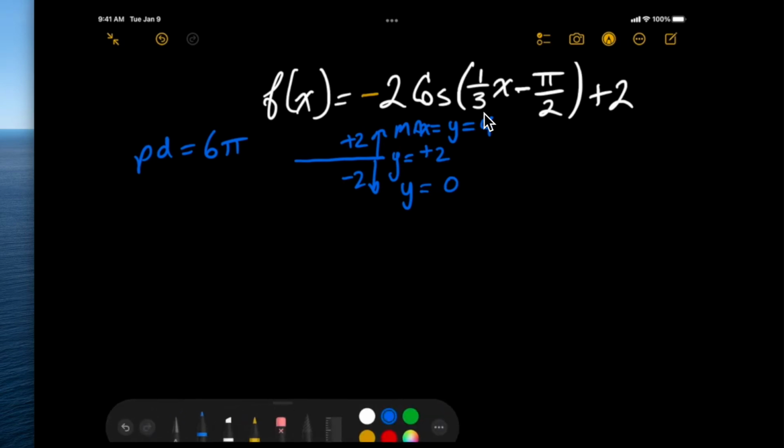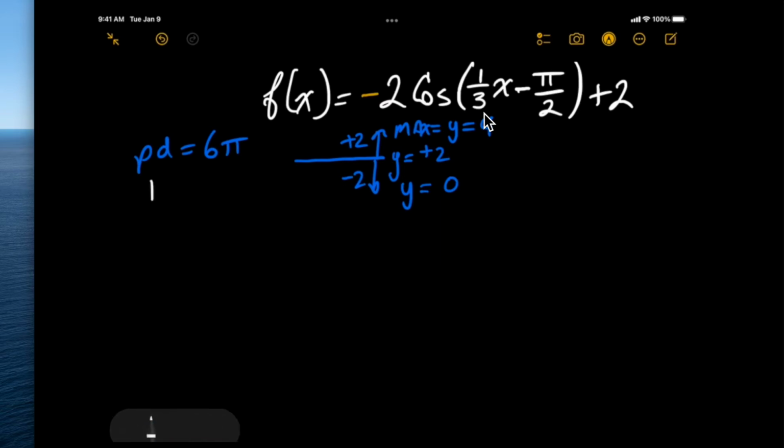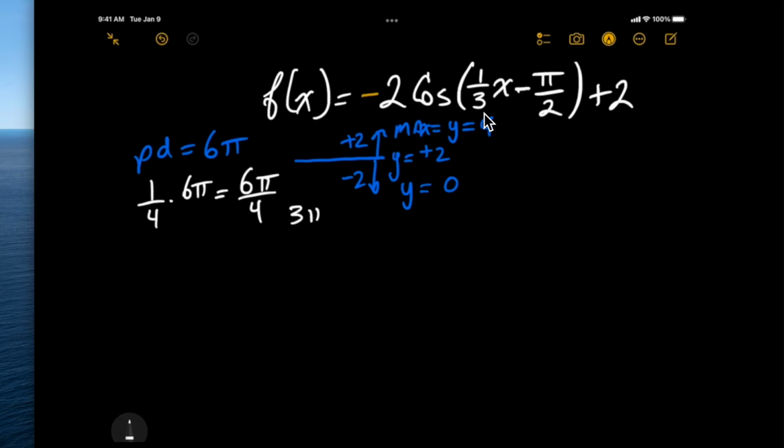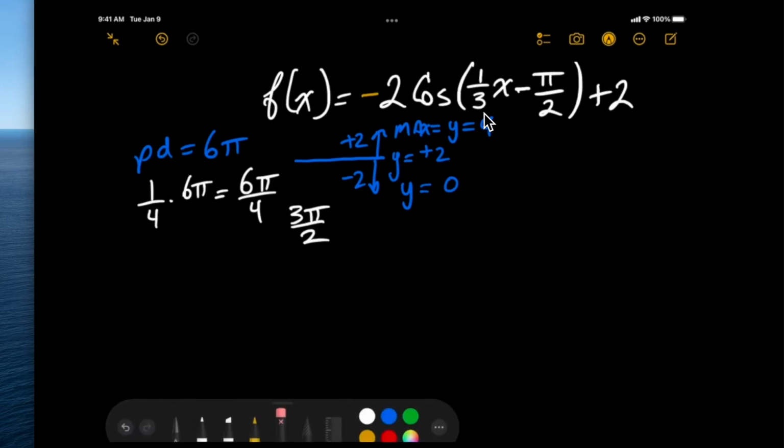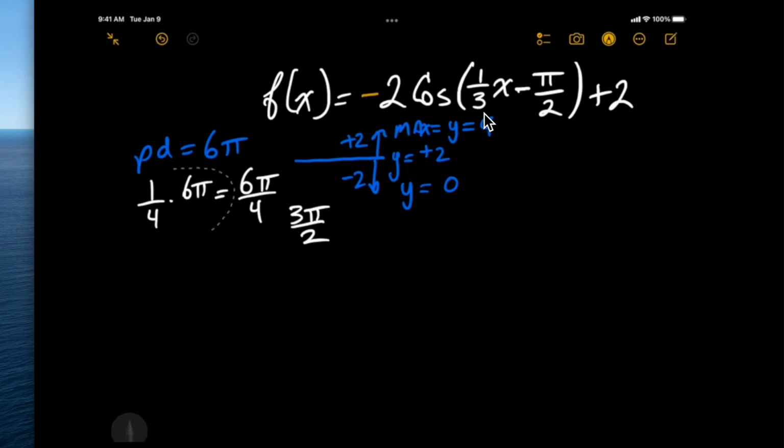So the easiest way to divide this into fourths is to simply multiply the period by 1/4, and that gives us 6 pi over 4, or 3 pi over 2. So that is how we're going to set up our scale, with either 6 pi over 4 or 3 pi over 2 advancements, depending on what the denominator is of our starting and ending points. So I'm going to put those there.